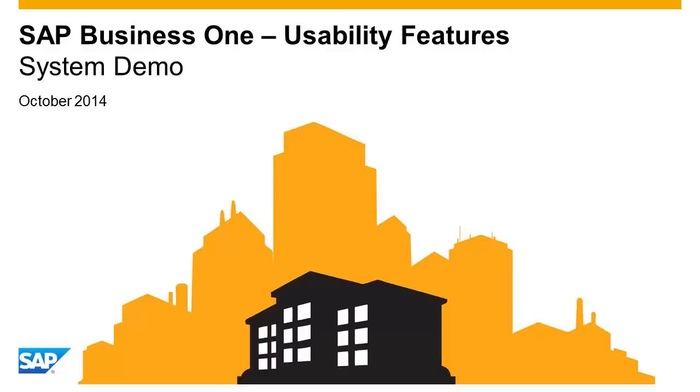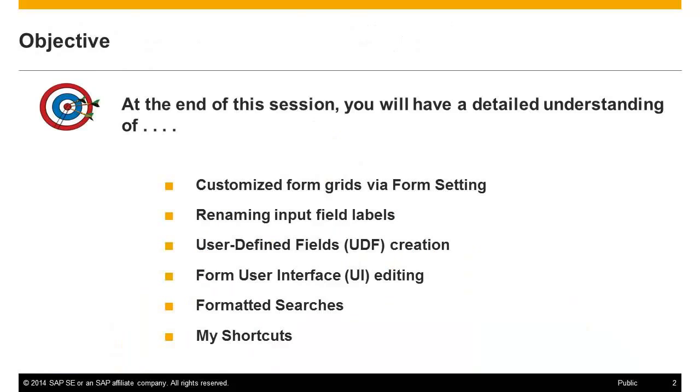Welcome to this demonstration on the great usability features available in SAP Business One. This demonstration will cover the following topics: customizing the form grids via form settings, renaming input field labels, user-defined fields creation, form user interface editing, formatted searches, and My Shortcuts.